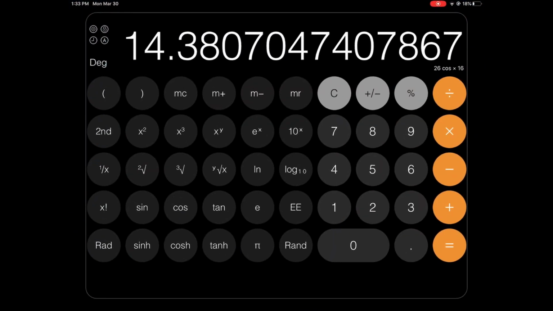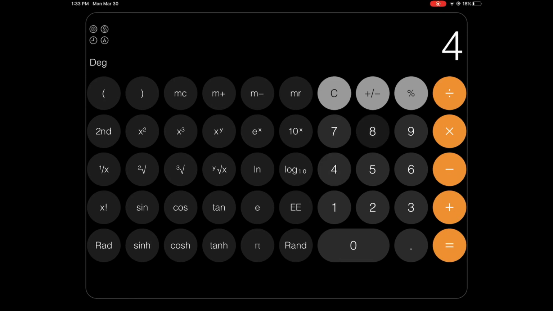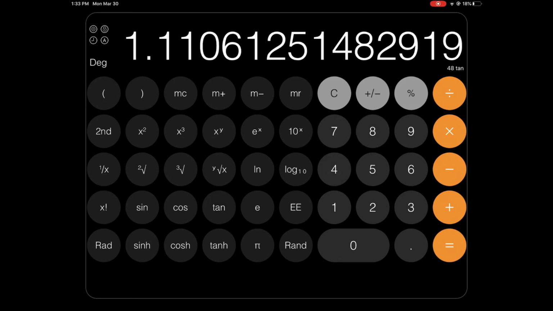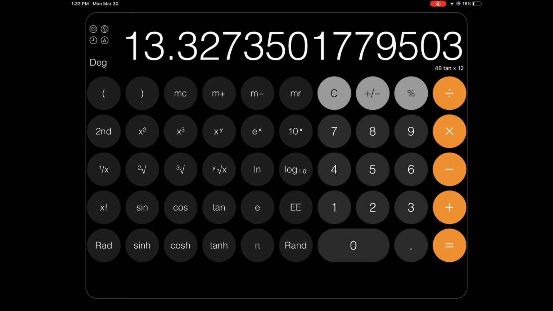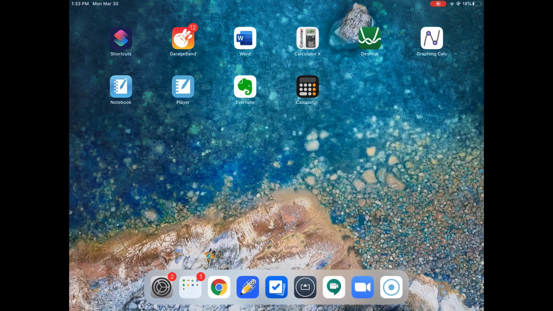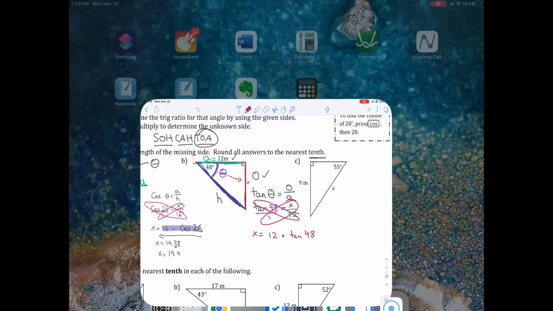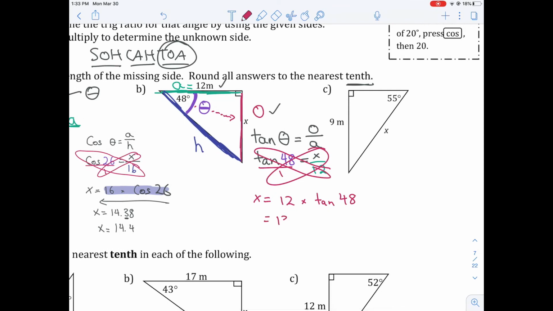So, calculator, clear, 48, tan, multiplied by 12 is 13.32. So the answer is 13.32, and after rounding, you get 13.3. You are done. All right, pretty easy, right? Label your triangle, and then choose the correct formula, cross multiply to get the answer.